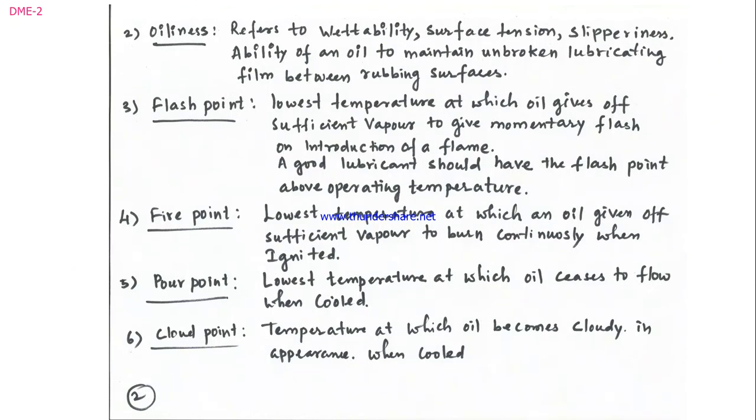So obviously it should also be higher than the operating range of the applications. Okay. So the fifth one is something called pour point. It is the lowest temperature at which oil ceases to flow when cooled.